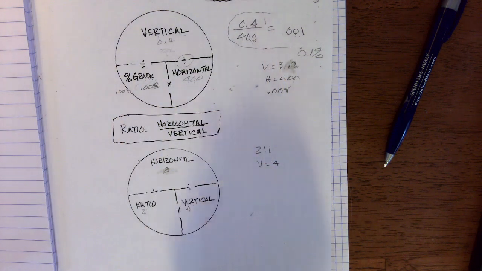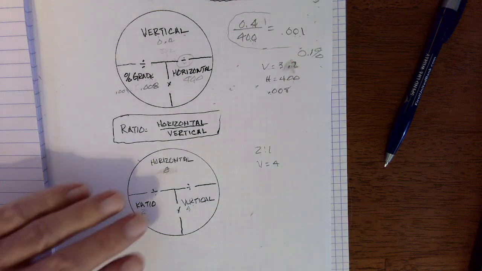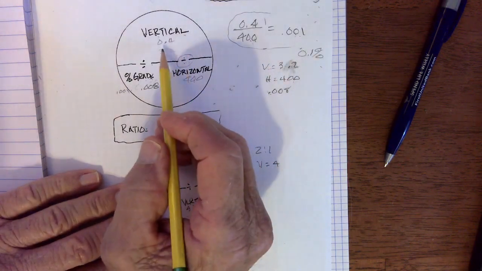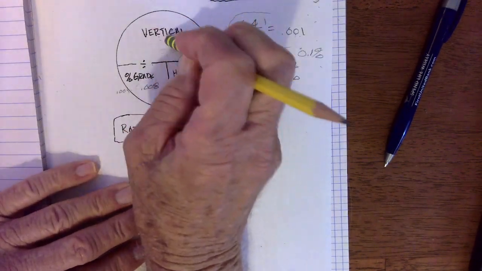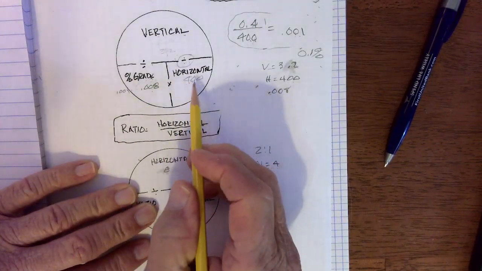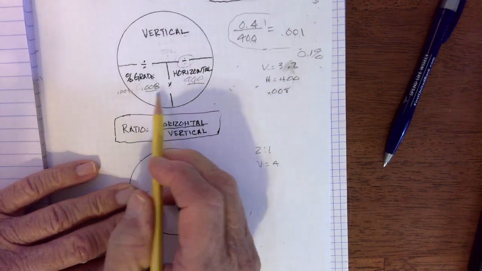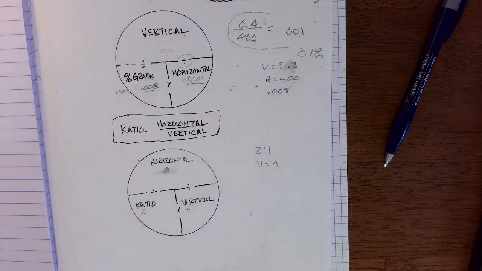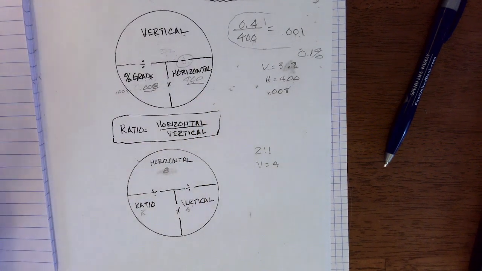This circle takes all of that thought process away from you. Just go over here and put 3. We don't know the vertical, so fine, but we do know the percent grade, and we know the horizontal is 400. So this tells us to multiply 0.008. I'm getting ready to do that. 0.008. Did I do that? Yes. Times the 400. Guess what that equals?